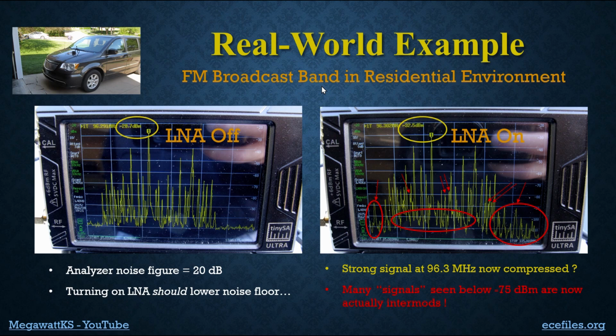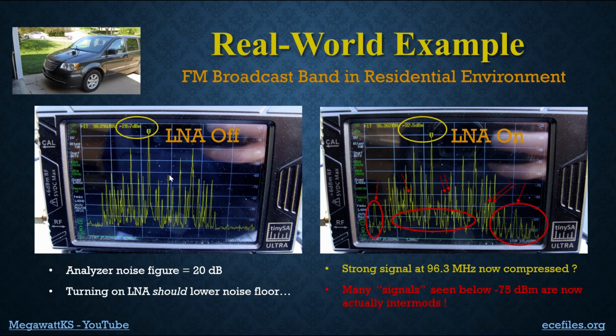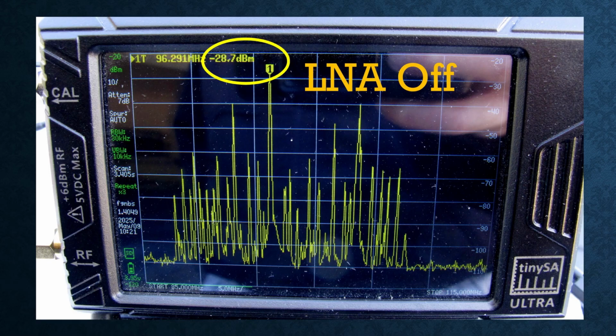Unlike the commercial unit, it doesn't squeak at you. It just says, okay, I'll turn on the low noise amplifier. Anyway, so here on the left is a spectrum I got in my driveway. This is our van, and I've got a dipole antenna. And then this little guy right here is the tiny SA spectrum analyzer. And here's the spectrum from 85 megahertz to 115 megahertz. The lowest signal I can see is minus 110 dBm. That's better than that commercial unit.